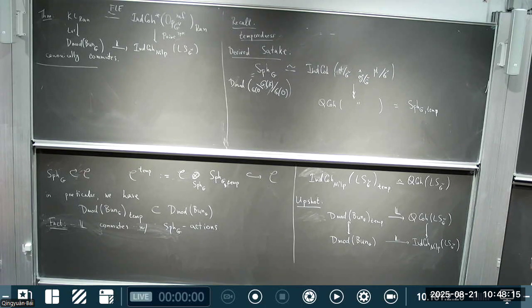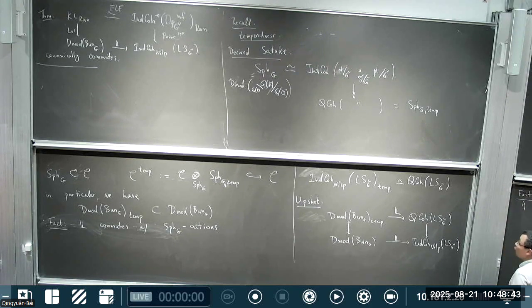And now the point is, what's the saving grace of the non-fully faithfulness of this? It's that both of these functors, the localization and the spectral Poincare functor, land in the tempered subcategory. So the reason for this, facts.